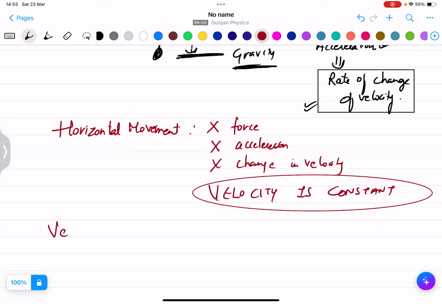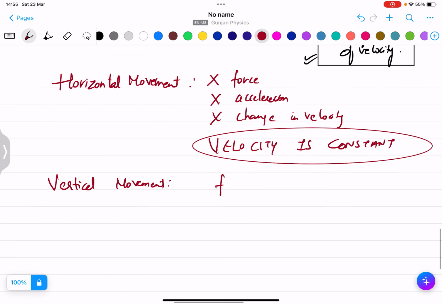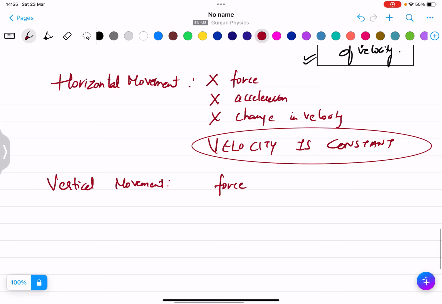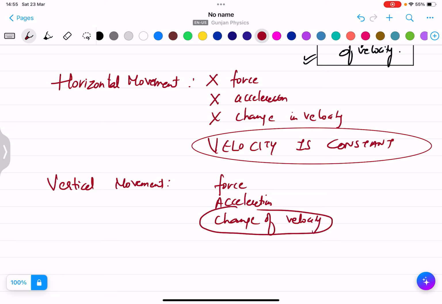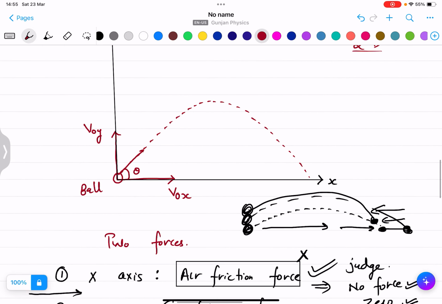Now vertical movement. Vertical movement means there is a force, the gravitational force. If there is a force, there is an acceleration. Acceleration means rate of change of velocity. If there is a change of velocity, then we will consider this velocity in every case. So vertical, change of velocity. Horizontal, velocity is constant, right?